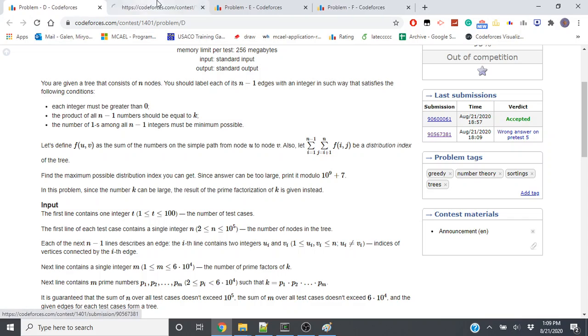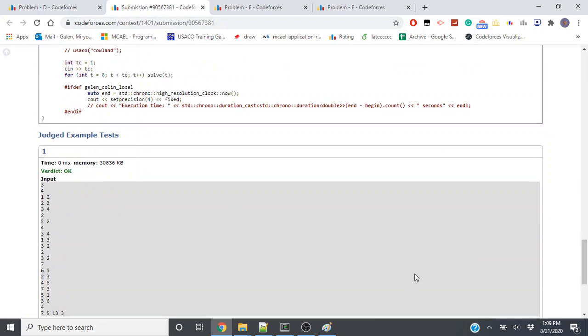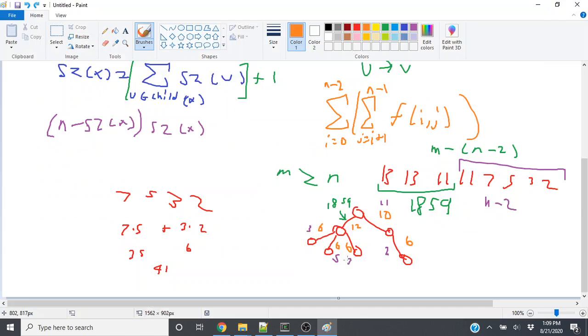So I got wrong answer on pretest 5. And it's not going to let me see the test. But the reason is that when you sort values, you have to sort the actual values. The mistake I made, which I also describe here, is that you have to take the numbers mod some big number like 10 to the 9th plus 7, but you don't want to sort the remainders. You want to sort the numbers themselves.